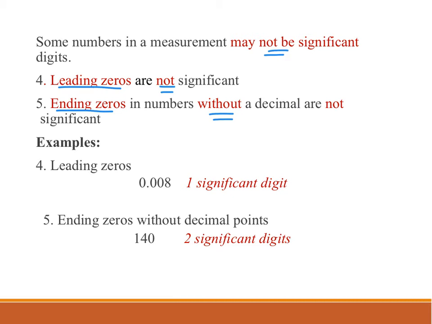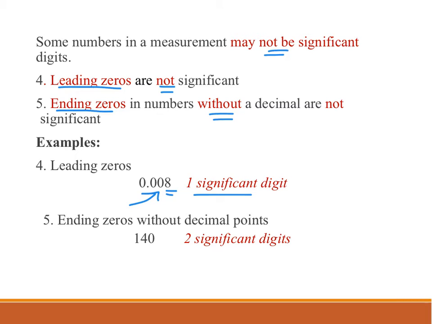So this first example, leading zeros: 0.008, those two zeros in the front are placeholders. They tell us that the 8 is 8 thousandths, but the zeros themselves are not counted. So there's only one significant digit in that measurement.